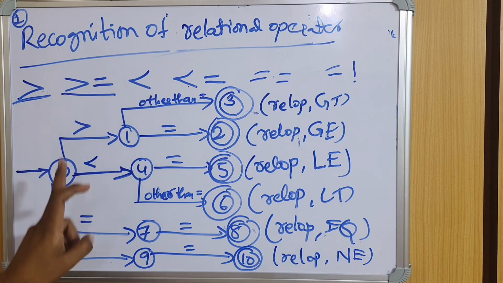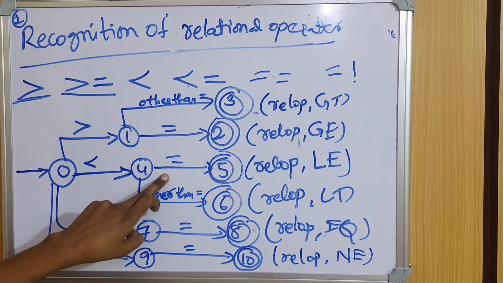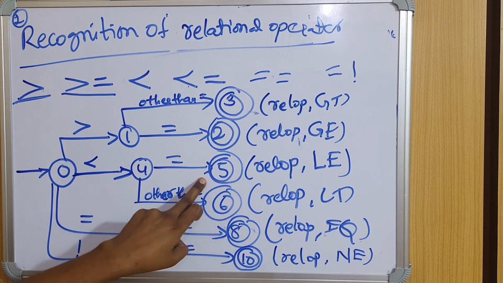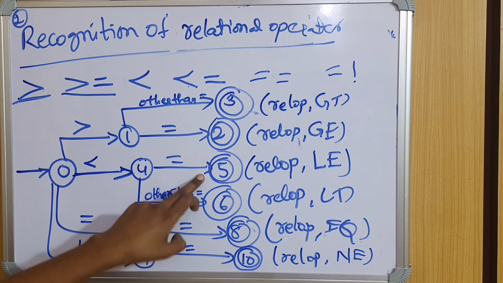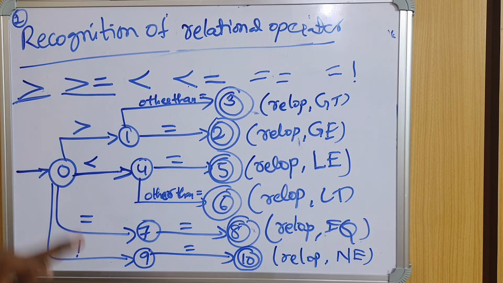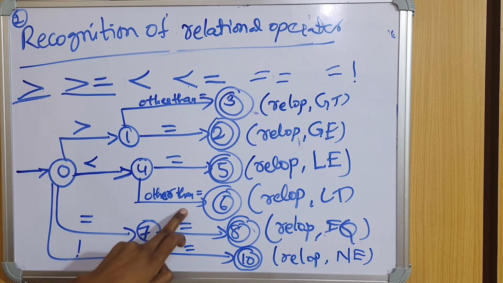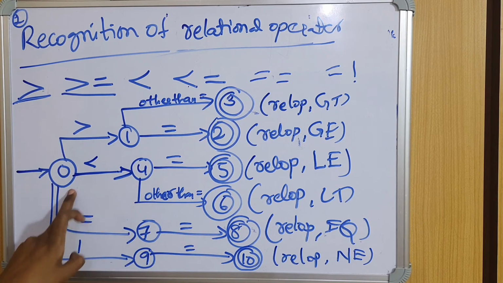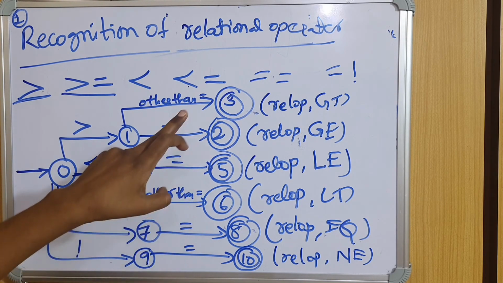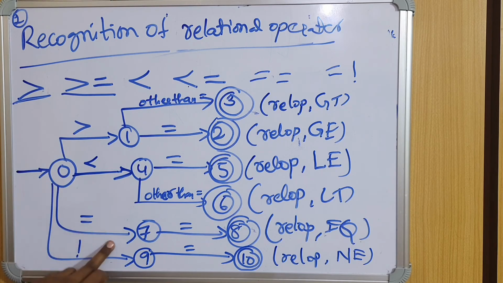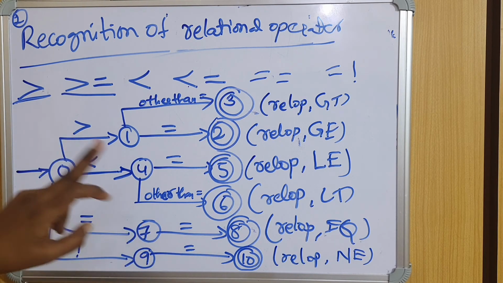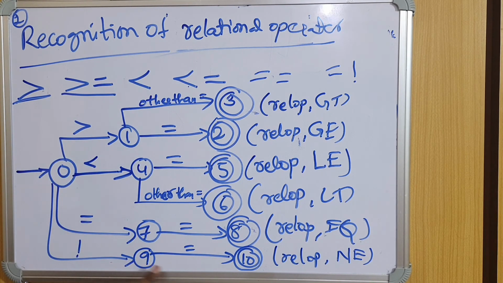And coming to the next one, less than or equal to. Less than or equal to means it will move to 0 4 5. If it is less than, other than equal to, it will move to the sixth state, 0 4 6. If it is equal to, then 0 7 8. If it is not equal to, 0 9 10.